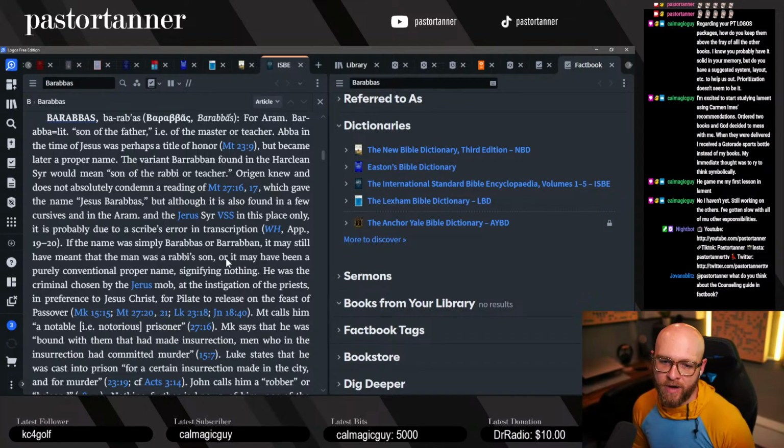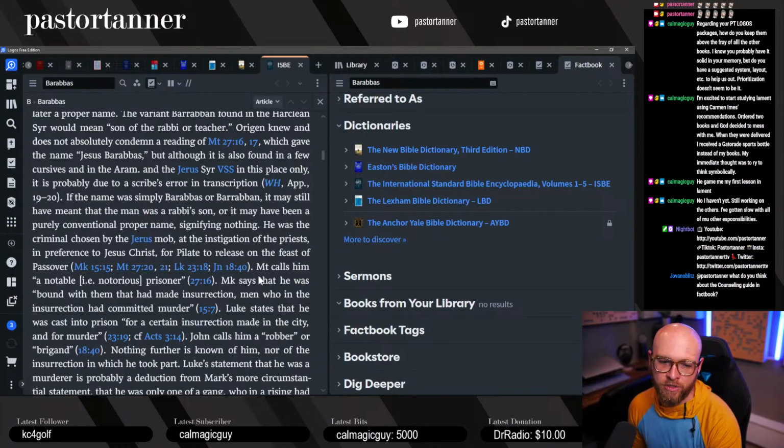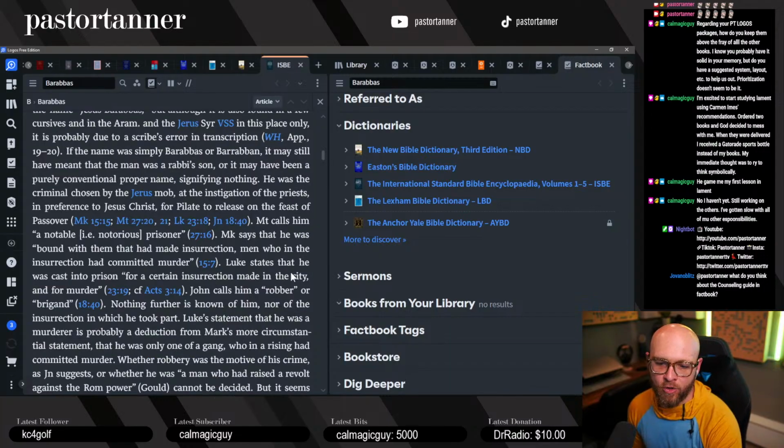If the name was simply Barabbas or Barabban, and this I believe is just the accusative version of the same, it may still have meant that the man was a rabbi's son, or it may have been a purely conventional proper name signifying nothing. He was the criminal chosen by the Jerusalem mob at the instigation of the priests in preference to Jesus Christ for Pilate to release on the Feast of Passover. Matthew calls him a notable or notorious prisoner. Mark says that he was bound with them that made the insurrection, men who in the insurrection had committed murder. Luke stated that he was cast in prison for a certain insurrection made in the city and for murder, and John calls him a robber or a brigand.